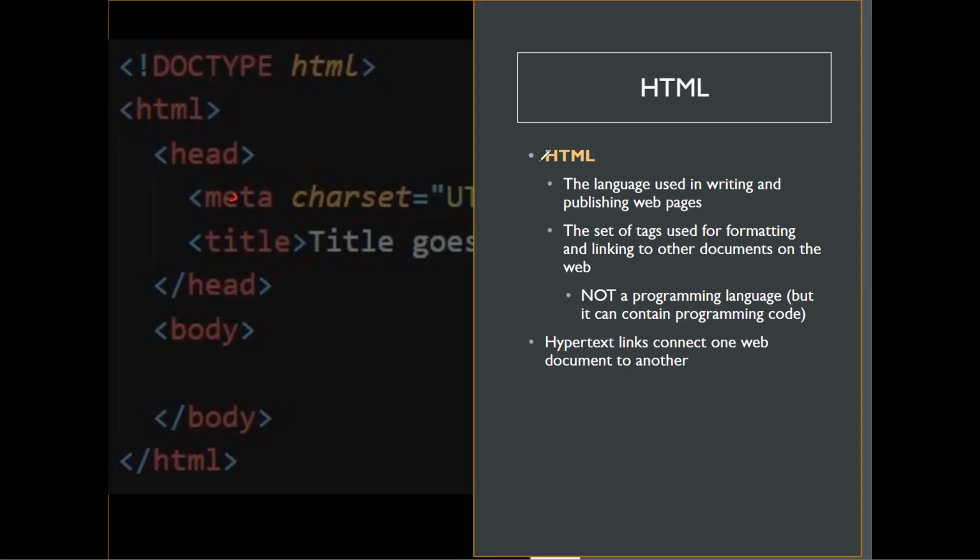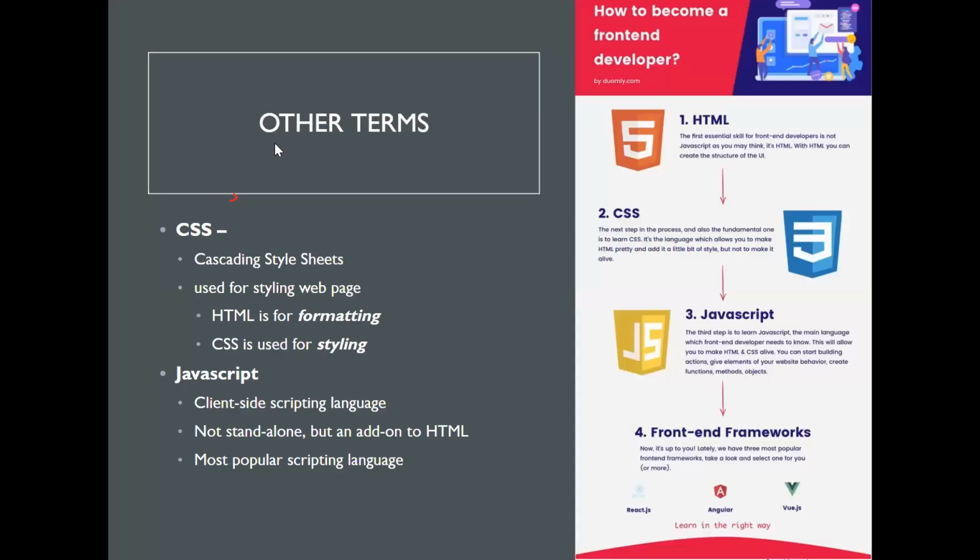Okay. Okay, that is good. So we know what that is. What does CSS mean? CSS is like formatting the web page, to make it more interactive. So it is for styling web pages. Styling, yes. So HTML is for formatting and CSS is for styling, and we call CSS cascading style sheets. Okay. And we know JavaScript is a client-side scripting language.